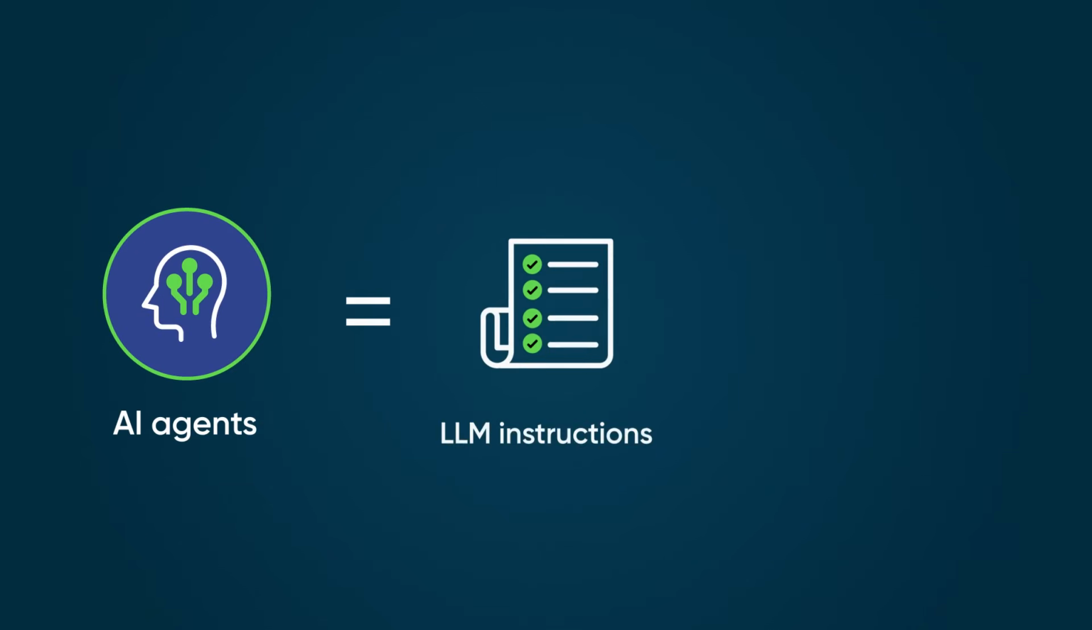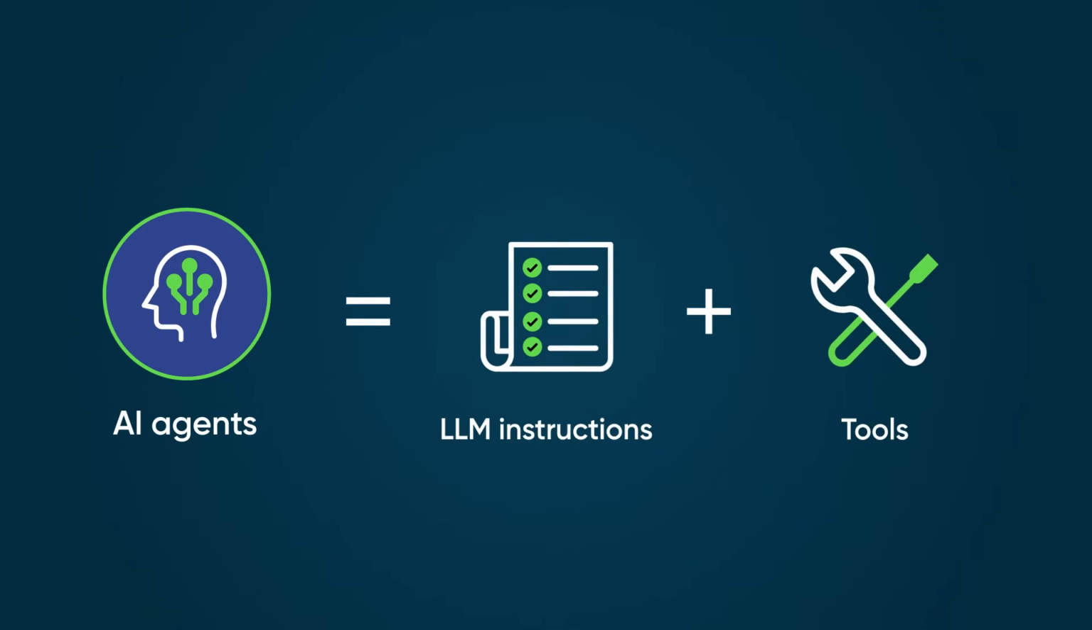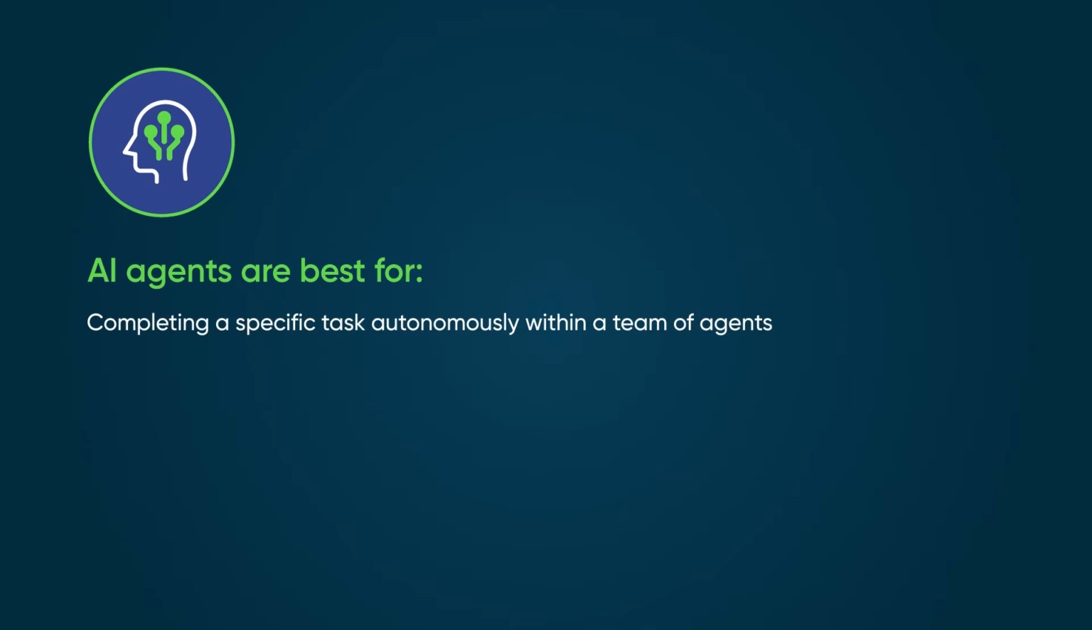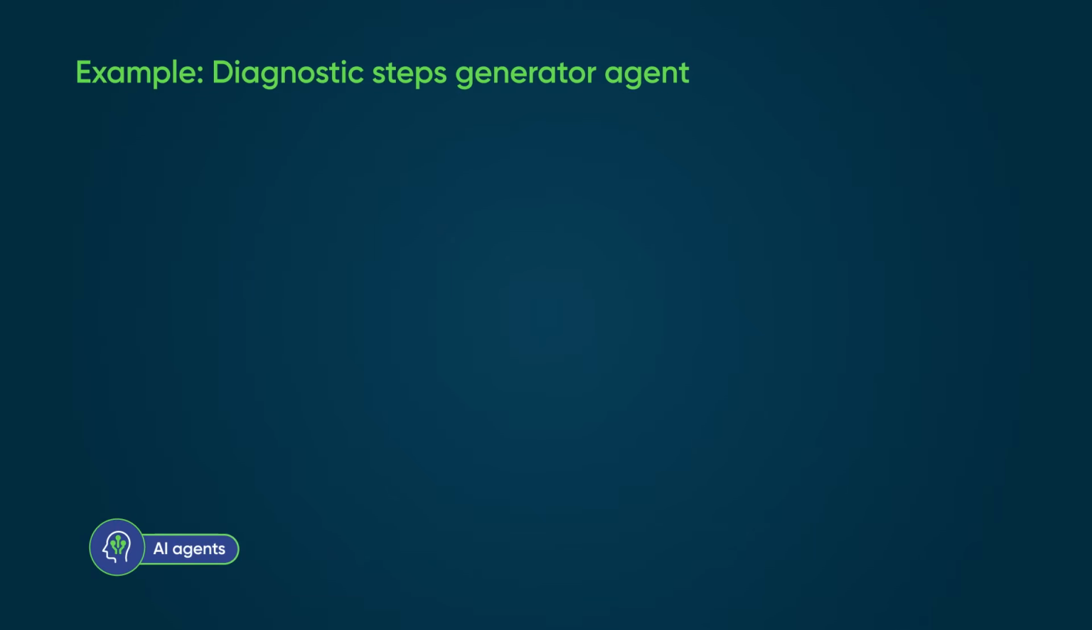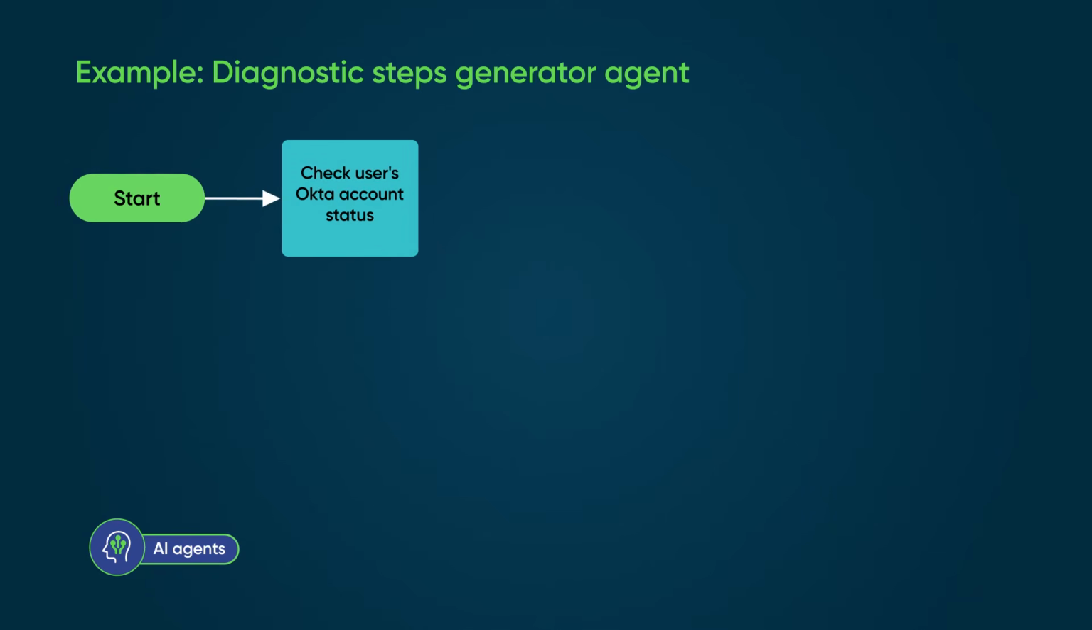AI agents contain a set of LLM instructions with the tools to perform these specific tasks. They are best for completing a specific task autonomously within an agentic workflow, but can also be used as a standalone solution for a specific task. For example, an AI agent could be tasked with running a diagnostic routine to determine possible reasons for a user's Okta account not working. Let's call it the Diagnostic Steps Generator agent.